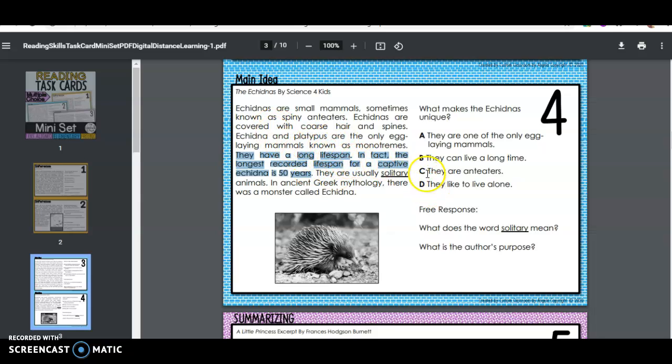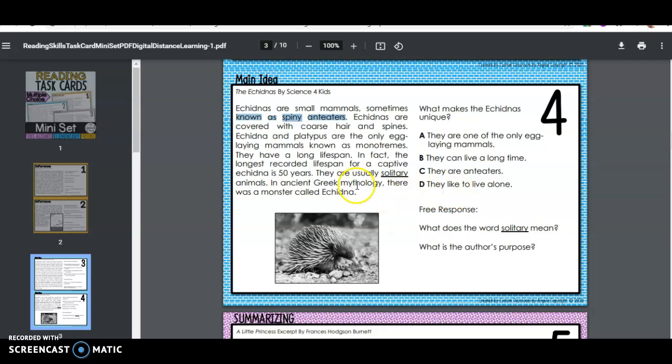C, they are anteaters. Here we have echidnas are known as spiny anteaters. It is not saying that they are anteaters. It's saying that people are comparing them to an anteater, but with spines, like the pokey things. So C is not our answer.